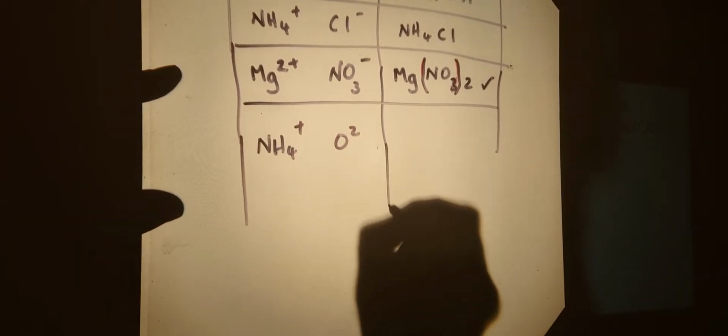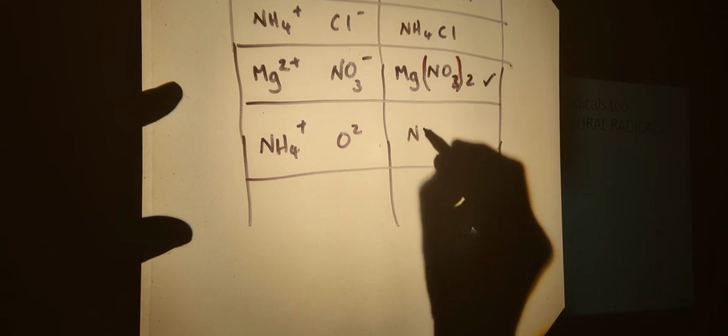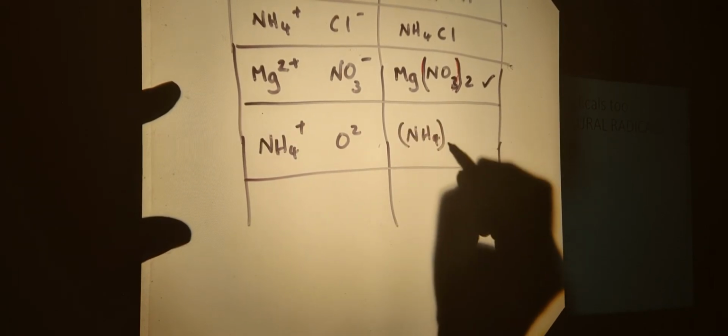Ammonium oxide. Now, ammonium oxide. How many of those to how many of those? NH4 twice.